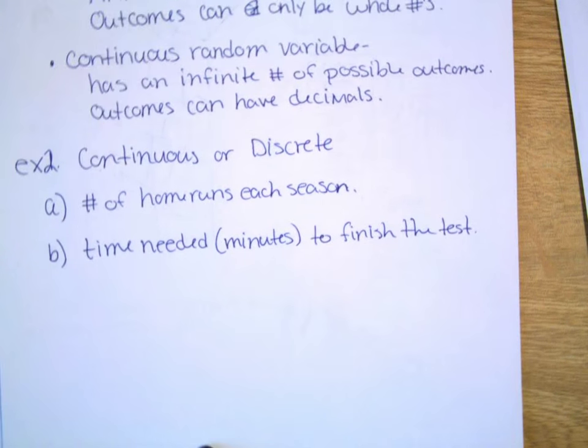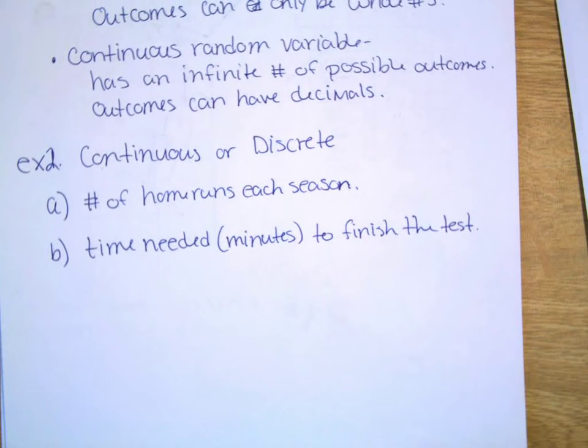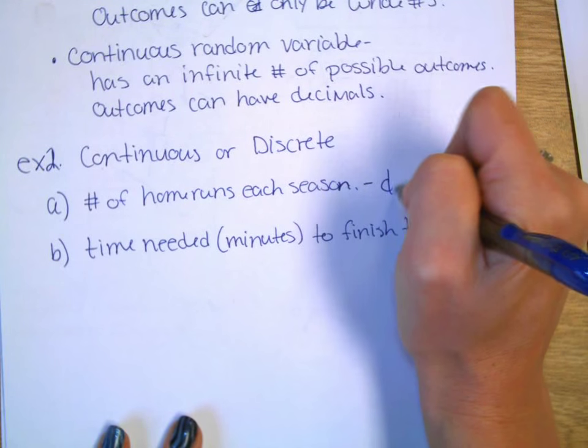One of those situations is continuous and one is discrete. So all you've got to think is, which one of those outcomes can only be whole numbers? Which one could have decimals? Can I get 5.5 home runs in a season? You can average 5.5, but we're just going to record the number of home runs made by the team each season. You can't get decimals there. You can only get 0, 1, 2, whatever. So this is your discrete situation.